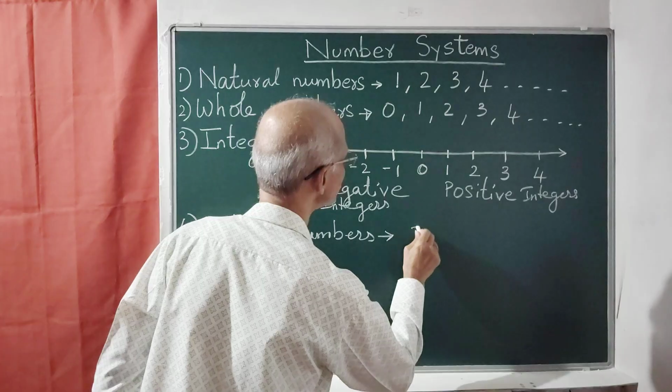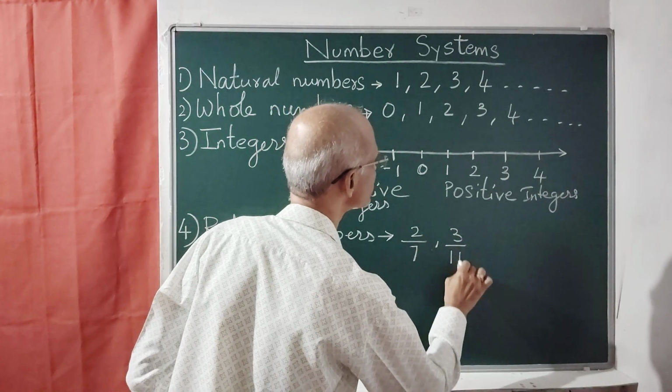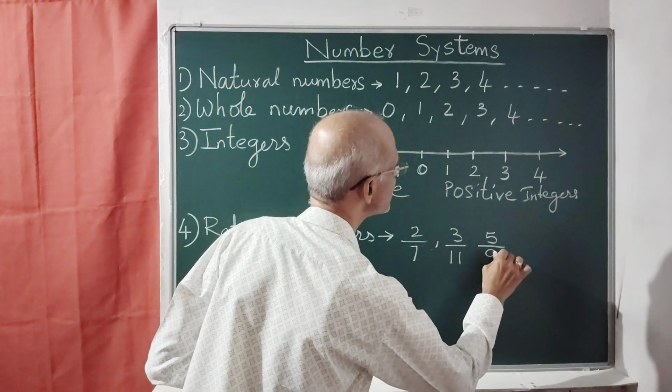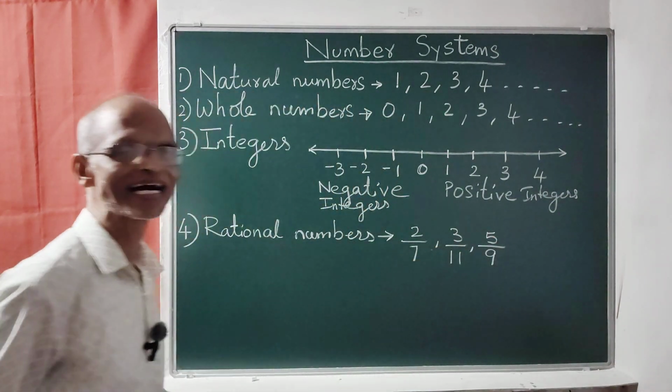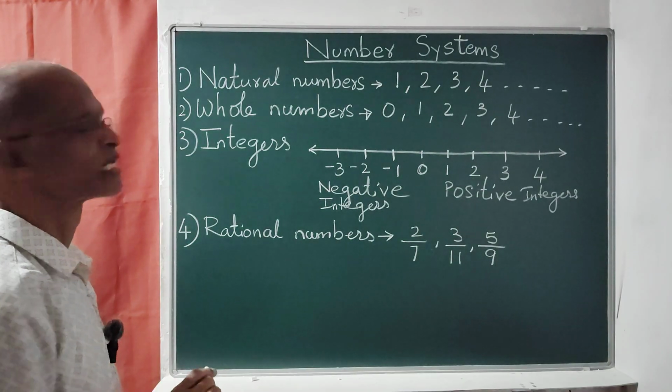For example, 2 by 7, 3 by 11, 5 by 9, etc. They are called rational numbers.